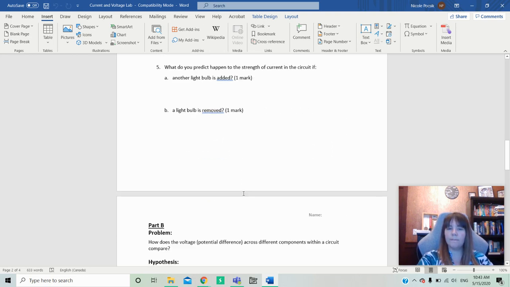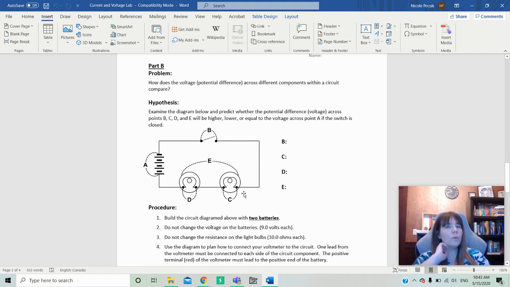Put your answers down. So now we're into part B, which is talking about voltage or the potential difference across different parts of the circuit. Again, we're going to do a little bit of a hypothesis. I want you to decide, it says examine the diagram below, and B, C, D, and E will be higher or lower or equal to A. So again, you're using A as your constant and making a prediction if they're higher, lower, or equal.